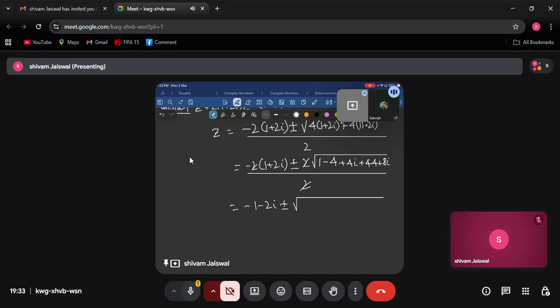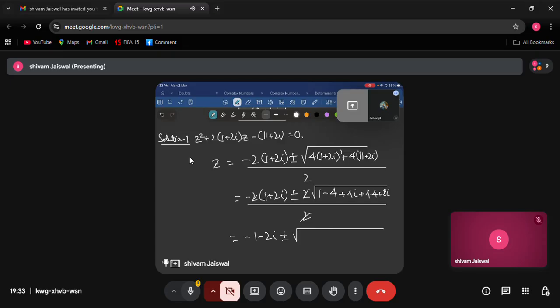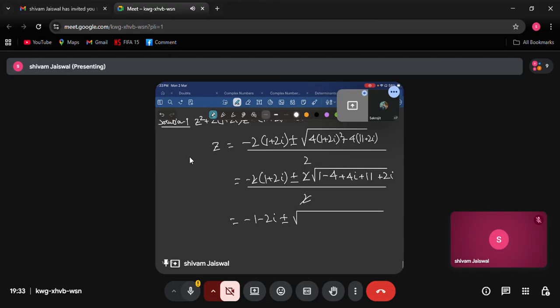I'm getting 41 plus 12 iota somewhere. Sir, why don't you cancel out 2 from the entire expression? This will be 11 plus 2 iota. By mistake, I wrote, I've already taken 4 outside. So this will become 11 minus 4, 7. 7 plus 1, 8.